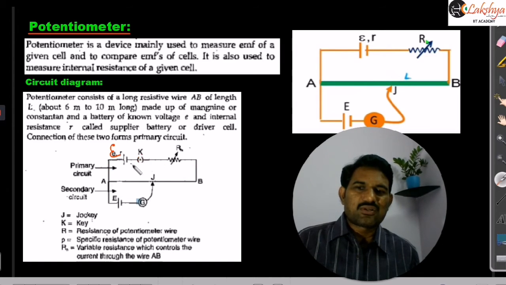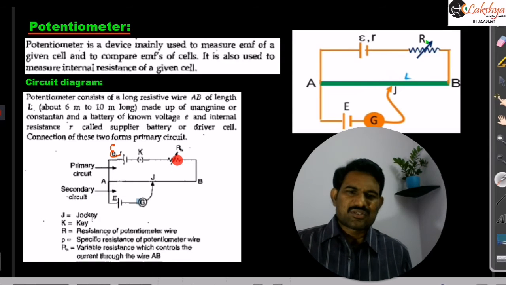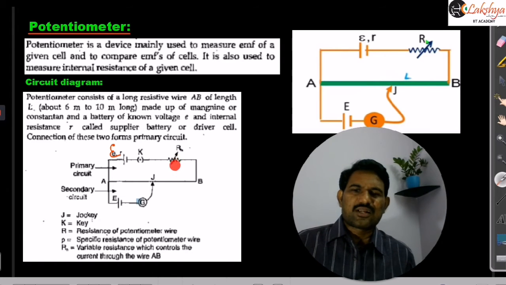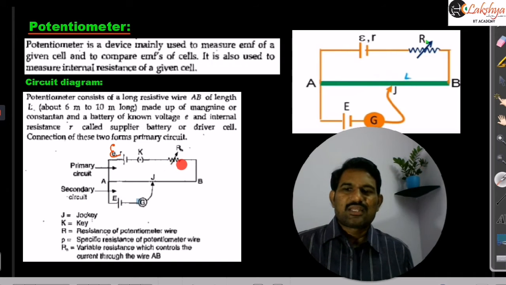So it consists of a cell of EMF E and internal resistance r, and this is the key here. And here this series resistance or rheostat resistance Rh, or sometimes it is represented with Rs. There is no importance for the symbols there. So some resistance will be there. Either Rh or Rs you can represent there. And this is the potentiometer wire.